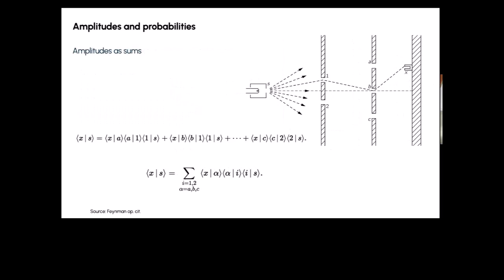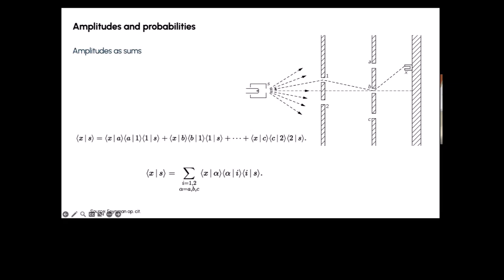Now we see here again, if you have two slits. This is super important to understand quantum mechanics. Now we want to understand the likelihood of going from S to detector X. And we have put here two walls. So now we have the possibility of going from S to 1, then from 1 to A, and then from A to X. That's one path to go from S to X. Then we have the next path, which goes from S to 1, then to B, then to X. And then we have the next one, which is not shown here, which goes from S to 1, from 1 to C, and from C to X.